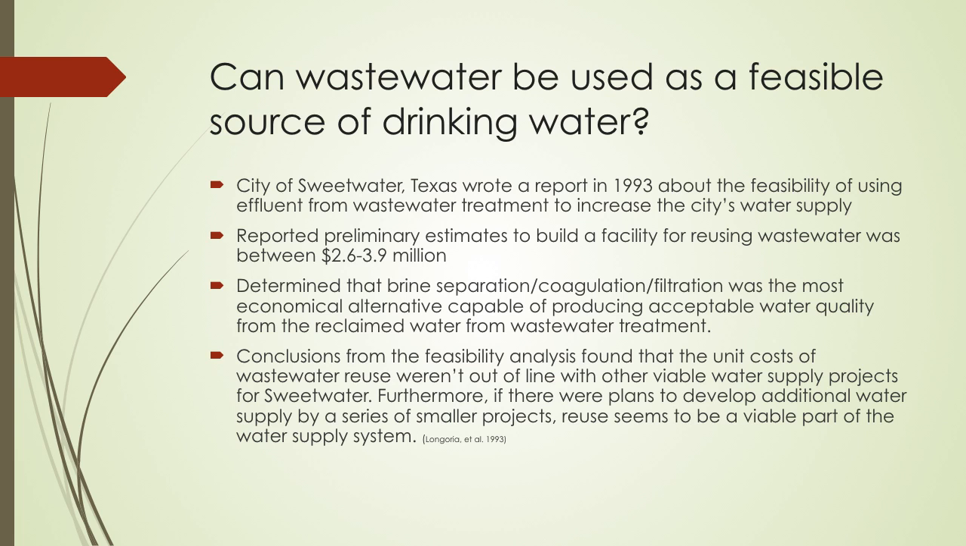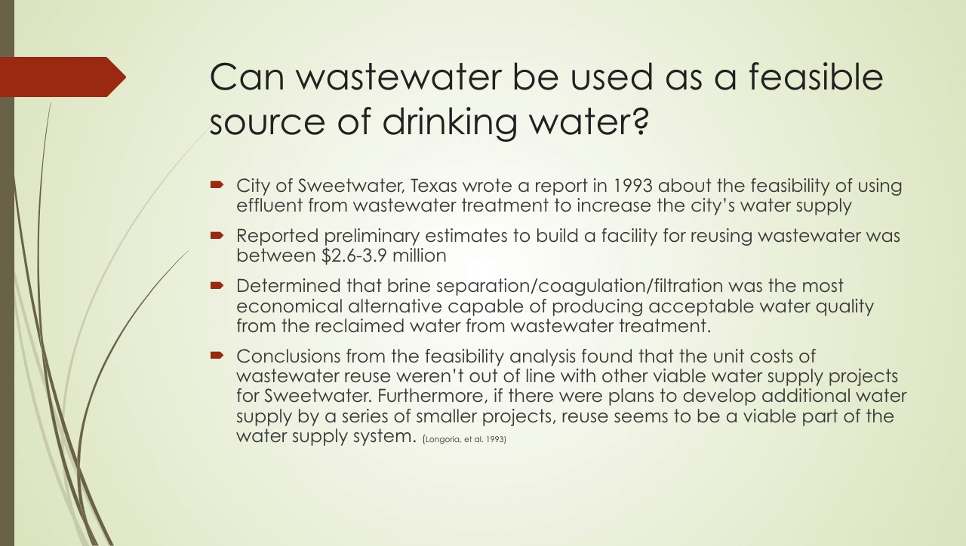So can wastewater be used as a feasible source of drinking water? The city of Sweetwater, Texas wrote a report in 1993 about the feasibility of using effluent from wastewater treatment to increase the city's water supply. The reported preliminary estimates to build a facility for reusing wastewater was between $2.6 and $3.9 million, and it was determined that brine separation, coagulation, and filtration was the most economical alternative capable of producing acceptable water quality from the reclaimed water from wastewater treatment.